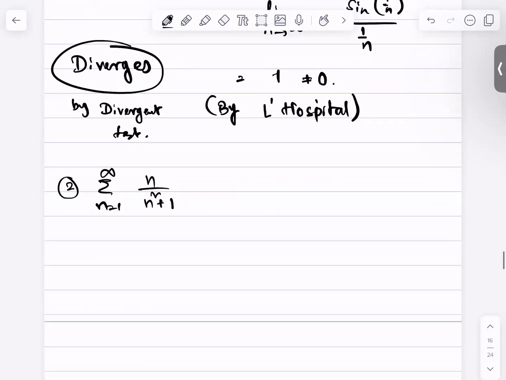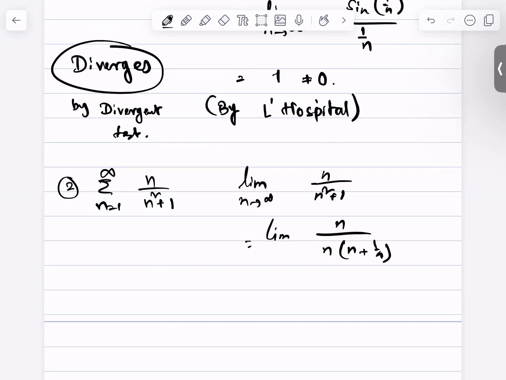But what about this series, n over n square plus 1? Here, if I try to use the divergence test, you can easily figure it out. Still, I'll solve it. Then this is nothing but 1 over infinity plus 1 over infinity, so 1 over infinity plus 0, which is 1 over infinity. And then this is nothing but 0 again.